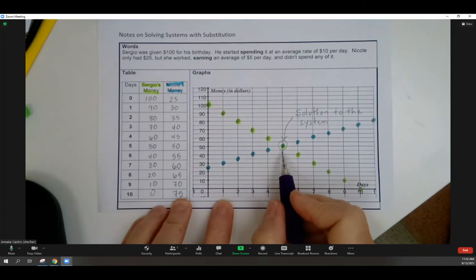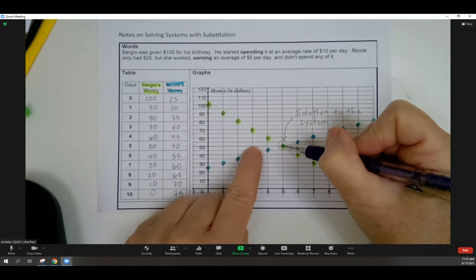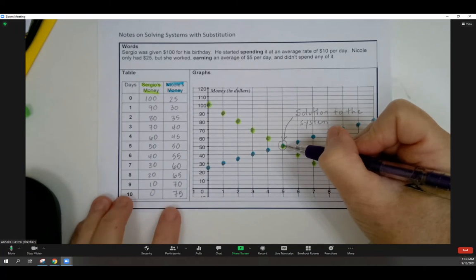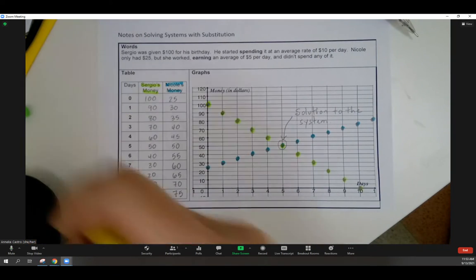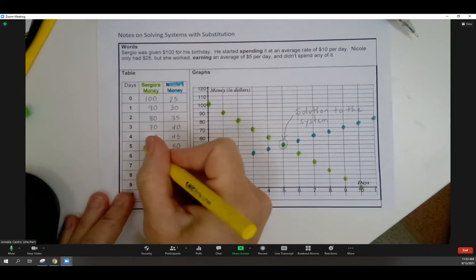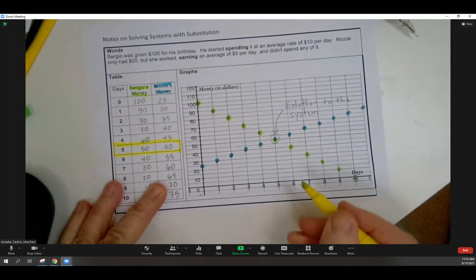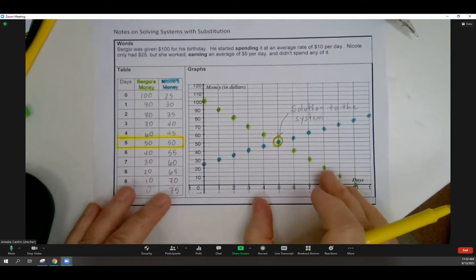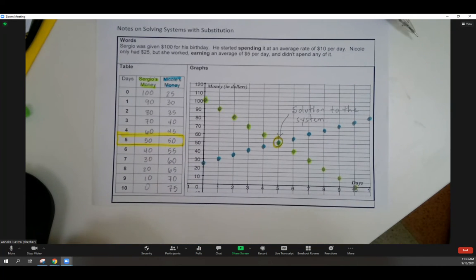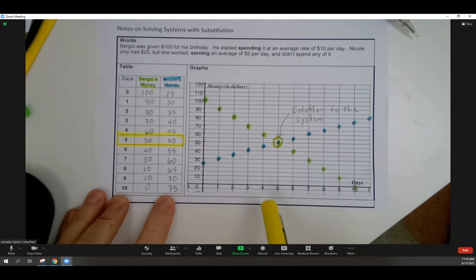What's happening at this point is that on day 5, both Sergio and Nicole have $50. Notice we can see that same answer in our table. Right here, on day 5, both of them have $50. So I can see my solution on the graph, and I can also see my solution in the table. This is a problem that has 2 lines. We call that a system. The solution is where the 2 lines cross each other.